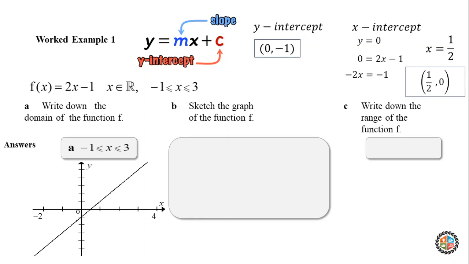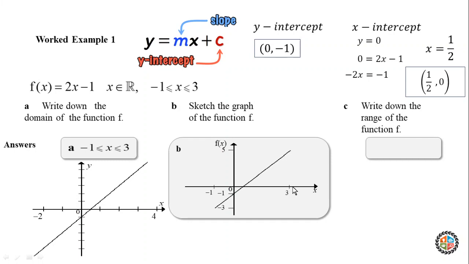But remember, we have a restricted domain, which is from -1 to 3. So if we want to graph the function, you have to restrict your graph from -1 to +3. So our final graph will be the one inside the box for letter B. Notice that I have from -1 to +3 only.